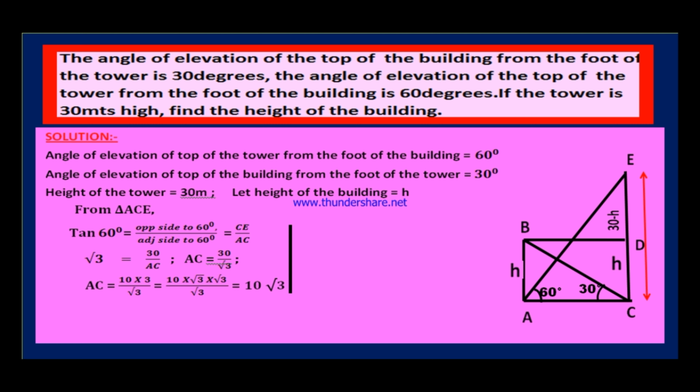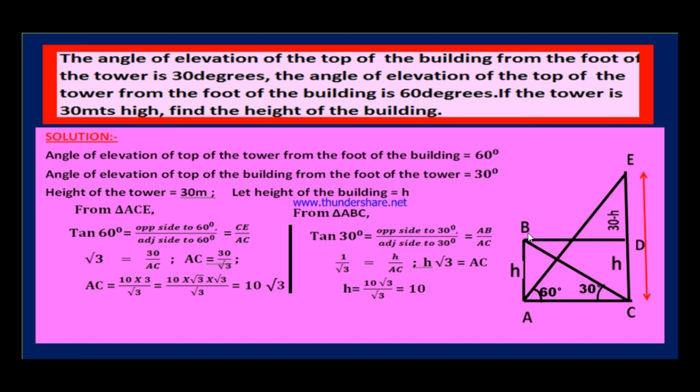Next, consider the second right triangle, triangle ABC, in which we know angle C is 30 degrees. Therefore, let us take again the trigonometrical ratio tan. Tan 30 degrees is equal to the side opposite to 30 degrees by the side adjacent to 30 degrees. For 30 degrees, the opposite side is AB and the adjacent side is AC, so AB by AC. Tan 30 degrees, whose value is 1 by root 3, is equal to AB, whose value is H, by AC.